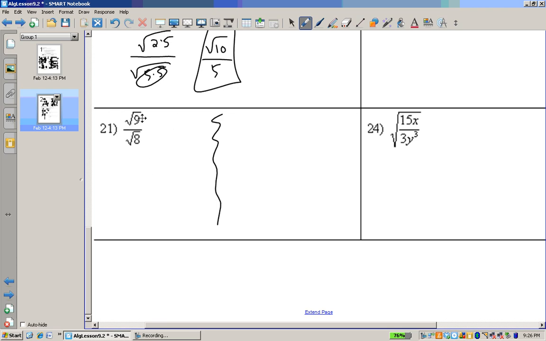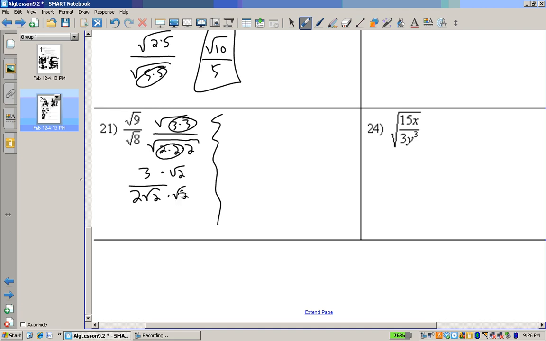Now, let's first simplify. Square root of 9 is 3 times 3. Square root of 8 is 2 times 2 times 2, which is 4 times 2, which is 8. We have 2 inside, pull 1 outside. And we're left with the square root of 2 on the bottom. Now this simply won't do. We cannot have an irrational number in the denominator. So we're going to multiply the numerator and denominator by the square root of 2.